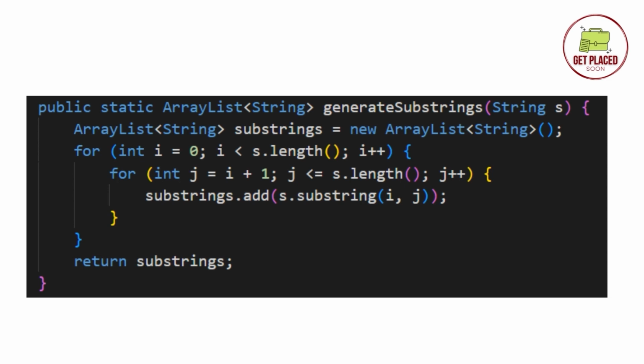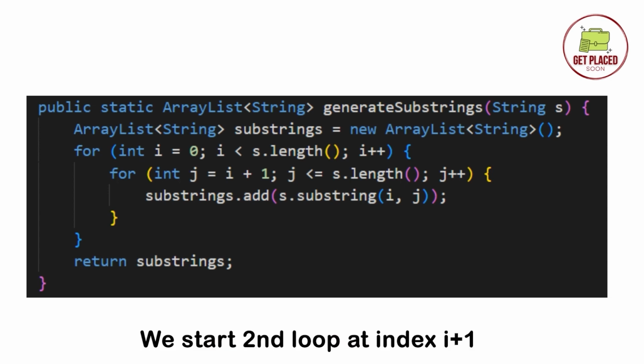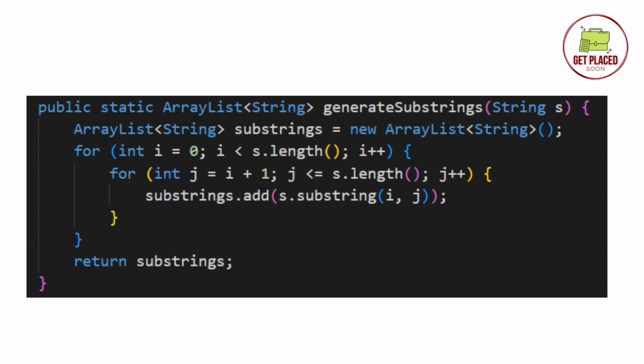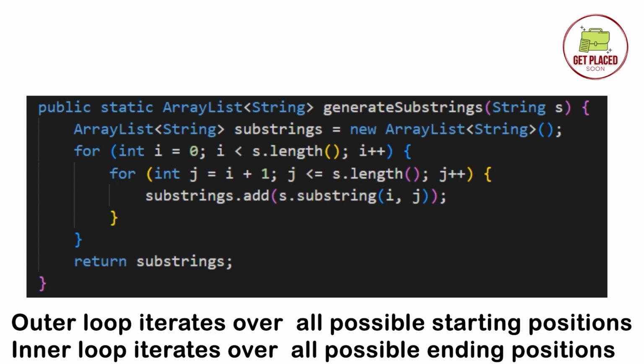Now we are going to the looping part. We have a nested loop here. We start with index i and iterate till the end of the string. For each index i, we start a second loop. In the second loop, j is equal to i plus 1, that is from the next element, right? From the next letter. So we start the second loop at index i plus 1 and iterate until the end of the string. So basically, the outer loop iterates over all possible starting positions of the substring and the inner loop iterates over all possible ending positions of the substring.